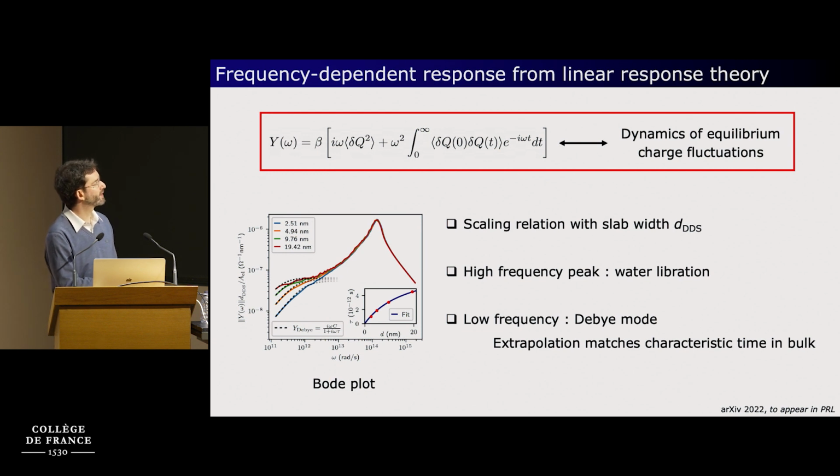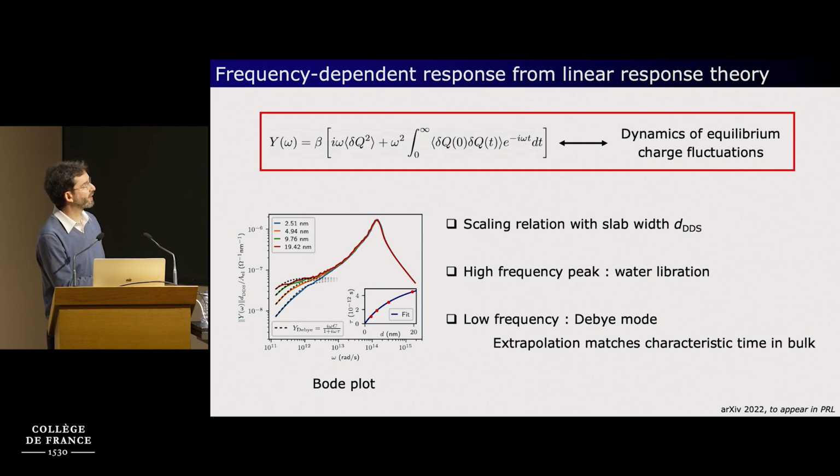This is a frequency-dependent admittance, its magnitude as a function of frequency, which is called the Bode plot. And you see that if you rescale properly by these effective widths, you rescale all the high-frequency features, where the main peak corresponds to water libration. But there is some difference at lower frequency, which corresponds to what is called the Debye mode, which Misha also referred to.